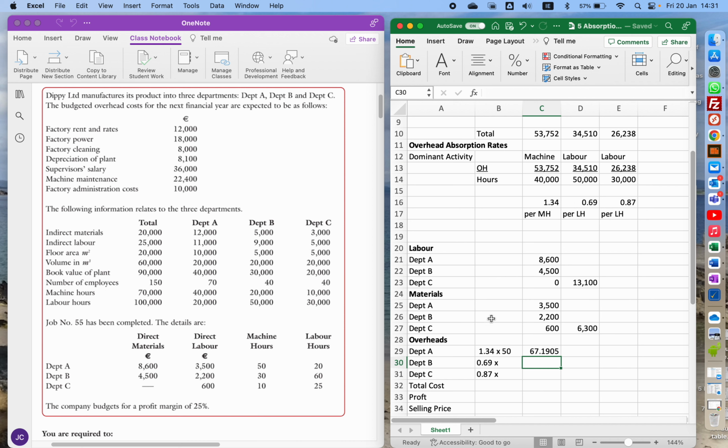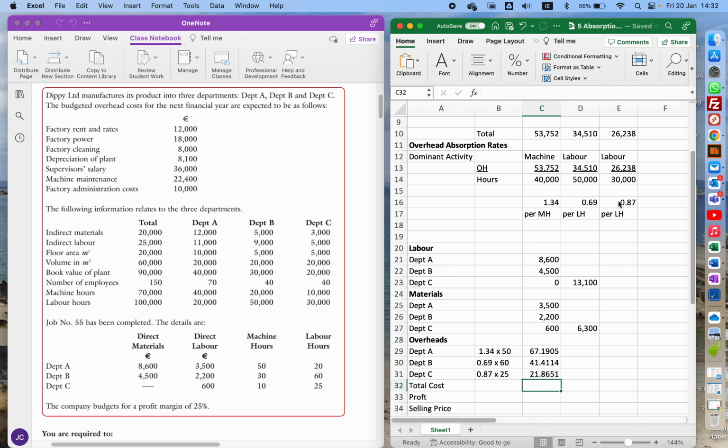The next one then, it says Department B is based on labour hours. So there's 60 labour hours in Department B. So it'll be 0.69, which is the rate, times 60. So do my maths, equals 60 times the overhead absorption rate. Now your number may be ever slightly different because of the way it was rounded, just so you know. And the last one, Department C, is a labour intensive department. So it'll be 0.87 multiplied by this 25 labour hours. So it'll be equals 25 multiplied by 0.87.